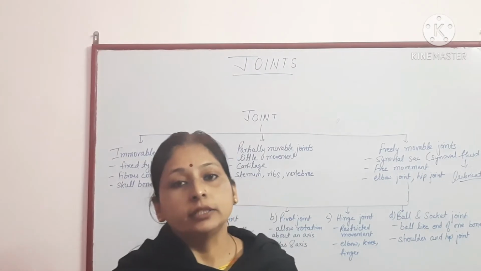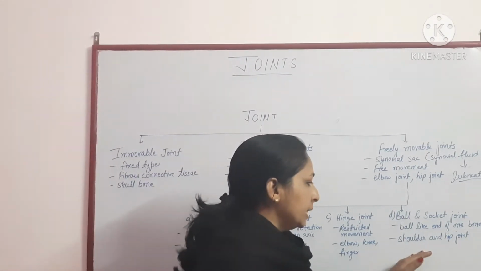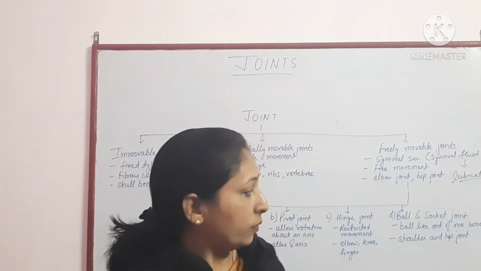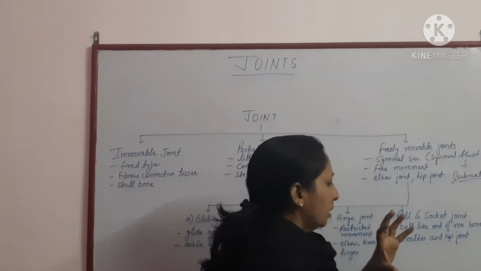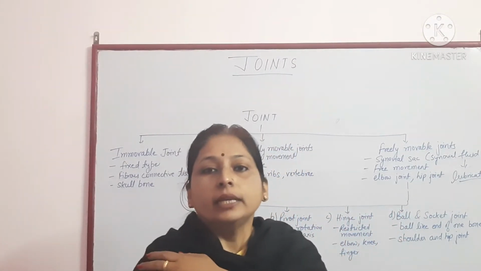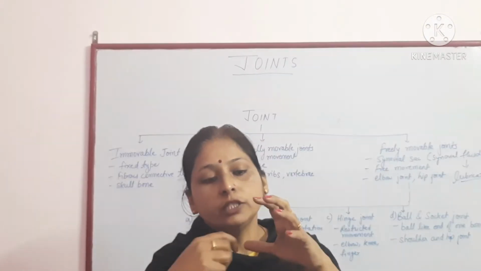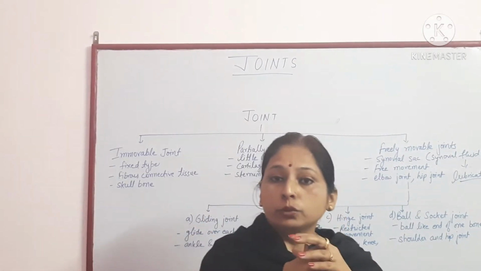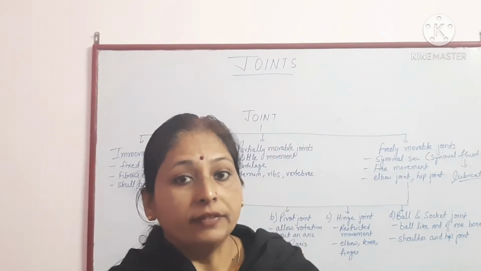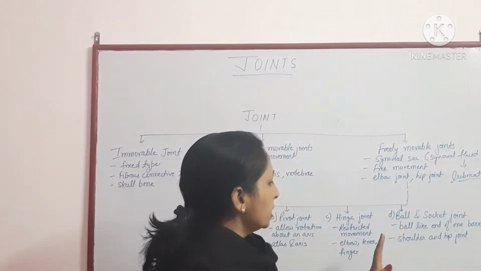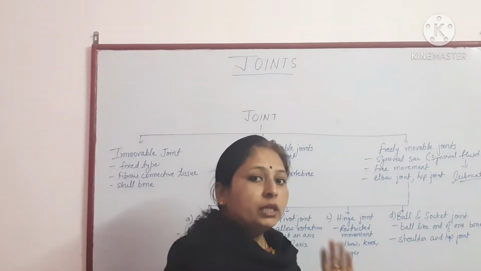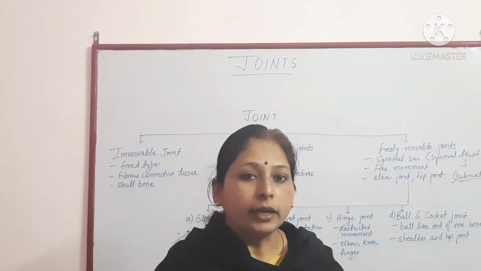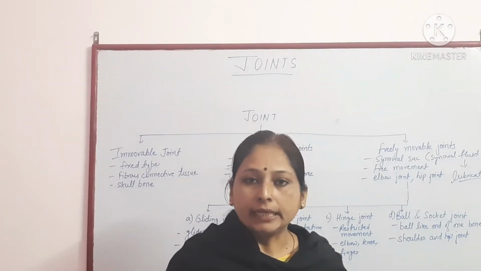Next is the ball and socket joint. We have already studied this in the humerus head and femur head. This type of bone is present with a ball-like end. The humerus head is a ball-like end which fits into the glenoid cavity. The femur head fits into the acetabulum cavity in the pelvic girdle. So this ball-like end of one bone is the ball and socket joint. This is all about the types of joints present in the skeletal system.